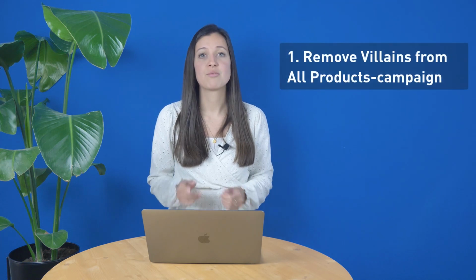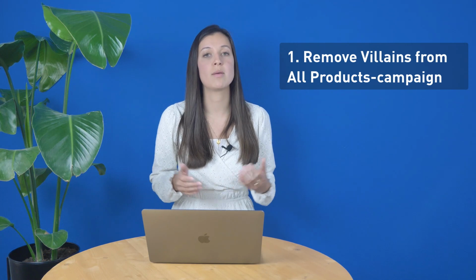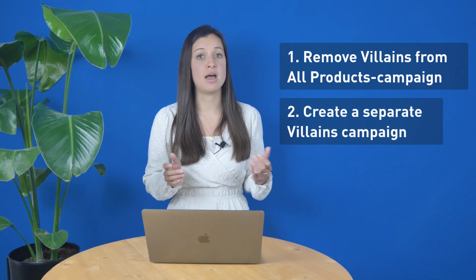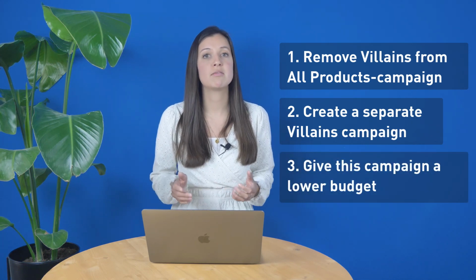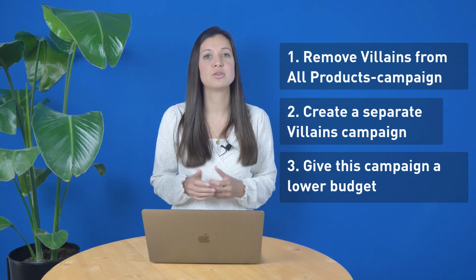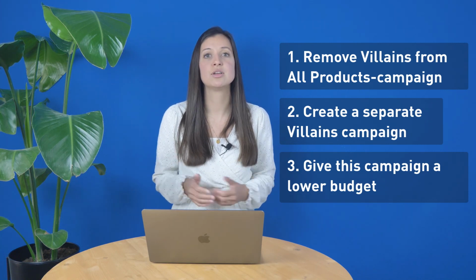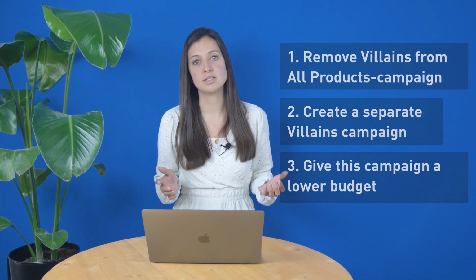And of course, this is not what you want. So what can be done to make them more profitable? Remove these villains from your existing All Products campaign, so from campaign 1, and create a new campaign for this label. Now you can give this campaign a specific treatment by giving it a lower budget. By doing this, you're forcing the algorithm to bid on specific search terms, and this will increase the likelihood of a click converting into a sale, and so improve profitability.